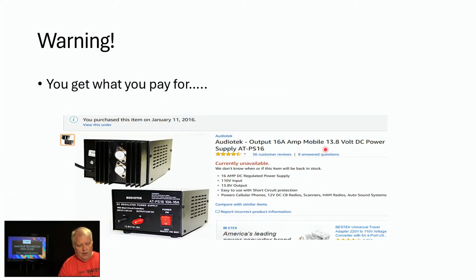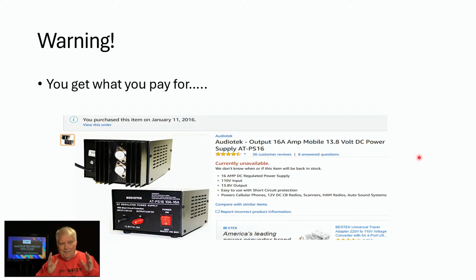It looked good. 16 amp mobile supply, 13.8 volts, regulated. It worked fine for about 2 weeks. Then the regulators shorted out, and instead of putting 12 volts to my cameras, it put 21 volts to the cameras and fried them all.